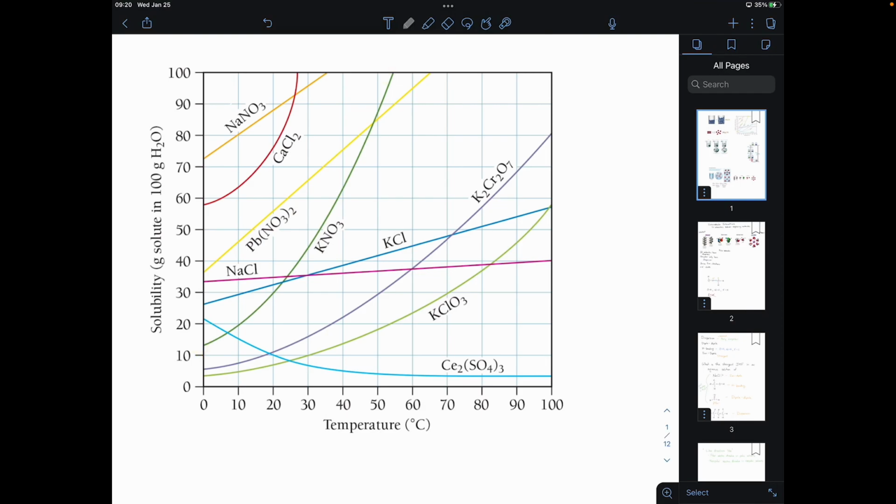And you can see that even though it's generally true that the solubility will increase, we got one exception here, one oddball, where the solubility actually decreases with increasing temperature.